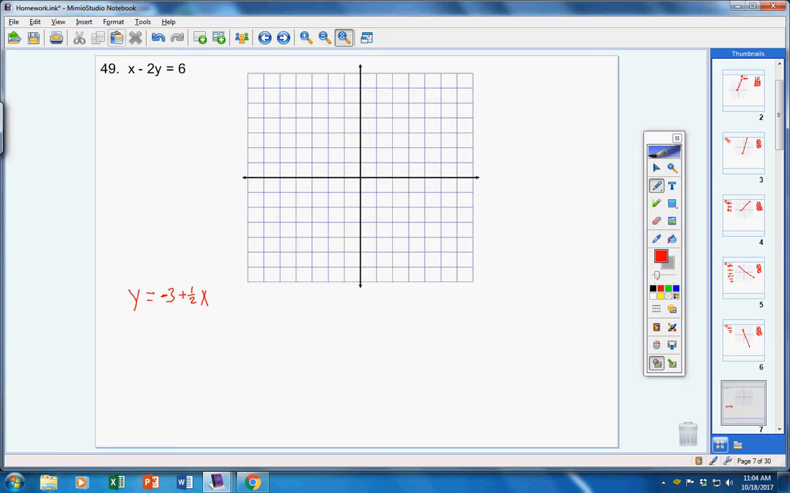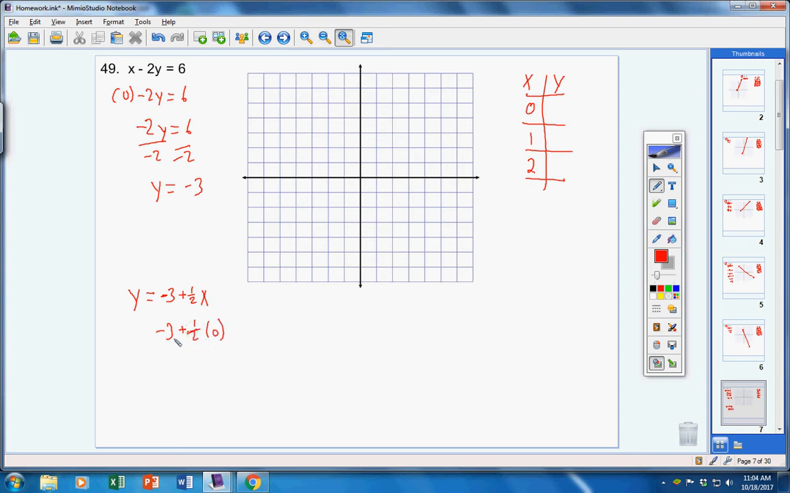So here we go. Alright, let's substitute 0 in for x. So 0 minus 2y equals 6. 0 minus 2y is negative 2y. Divide both sides by negative 2. And y equals negative 3. Down here, put 0 in for x. 1/2 times 0 is 0, plus negative 3 is negative 3. So either way, you get negative 3. Alright?